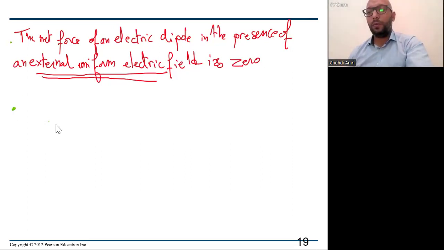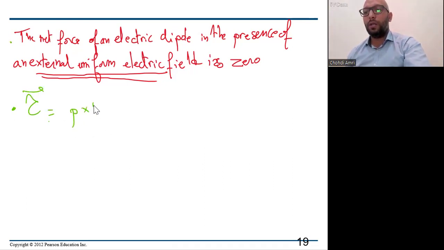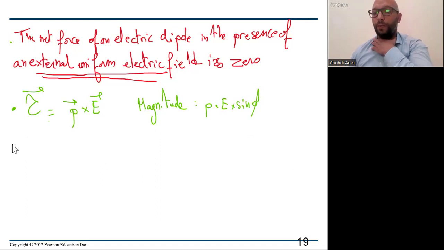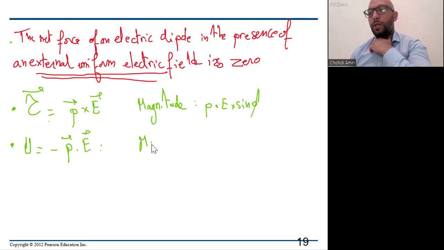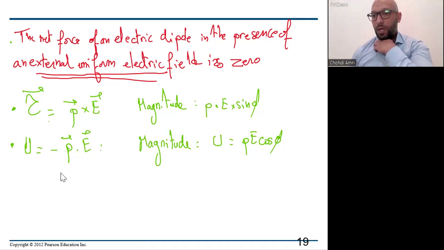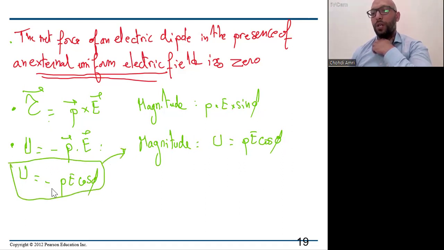Okay, the second point, the torque tau is equal to P cross E. So in magnitude, it will be P times E times sine phi, and phi is the angle between P and E. For the potential energy U, it's minus P dot E. In magnitude, the potential energy is minus PE cosine phi, because it's a scalar product. The magnitude of the potential energy is the following.